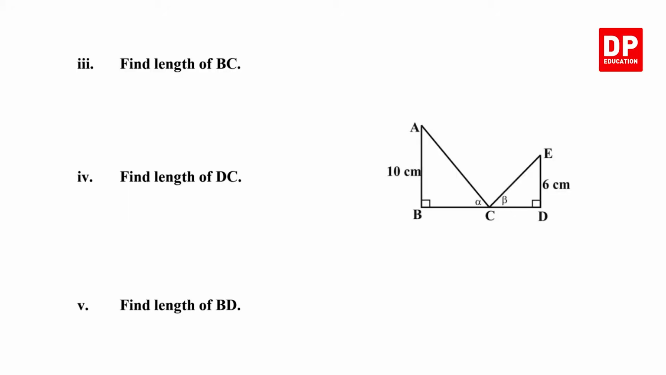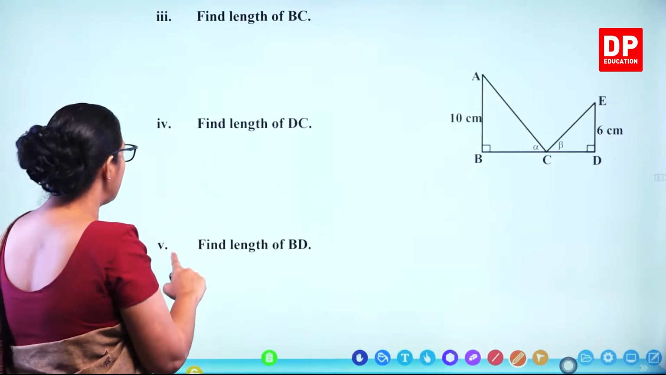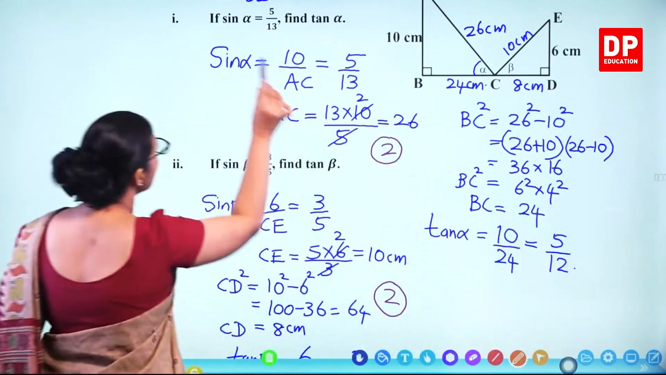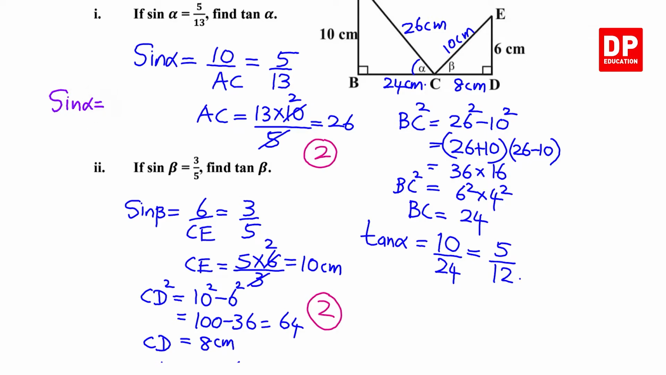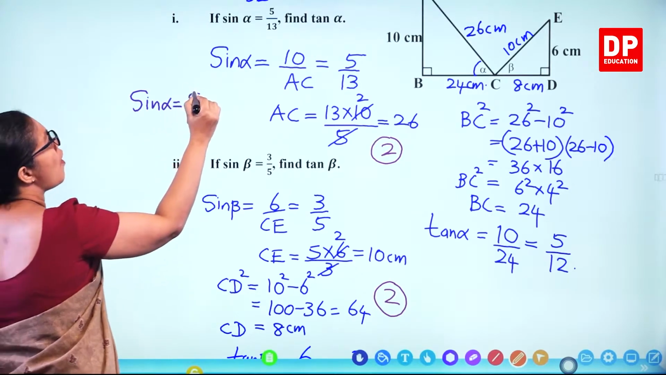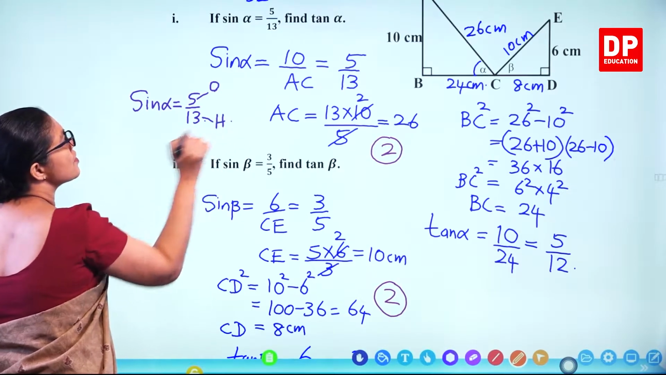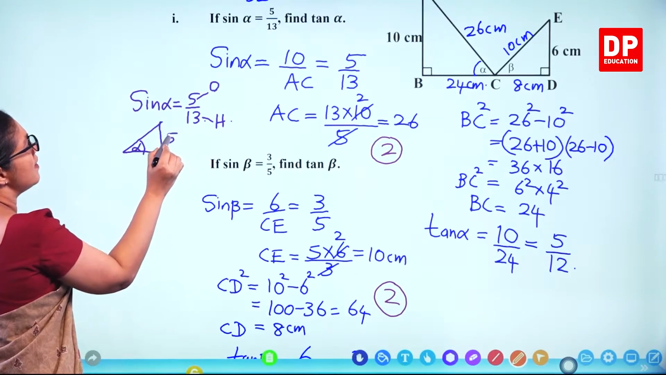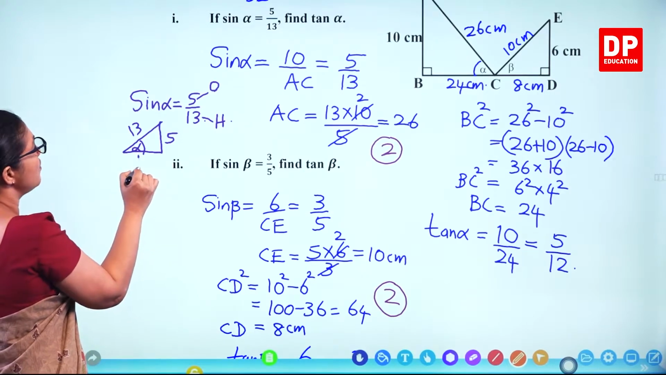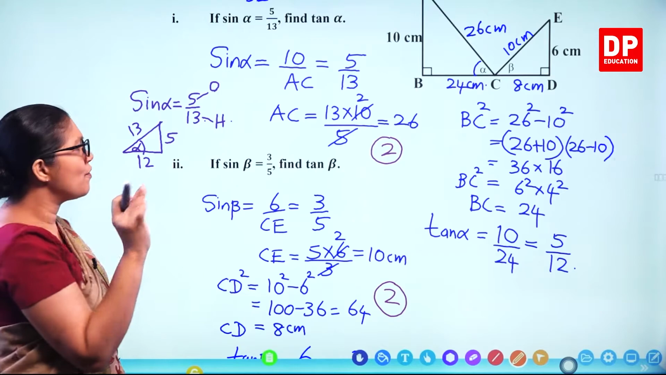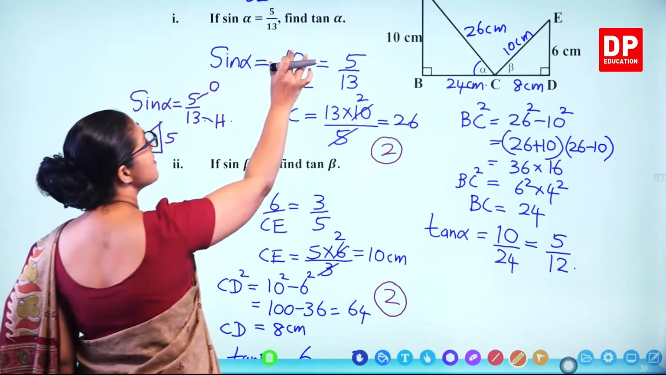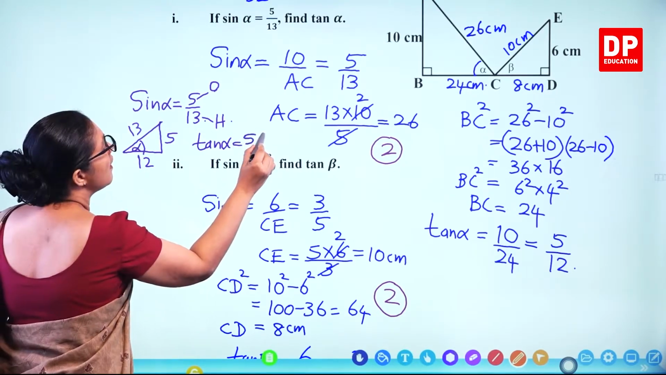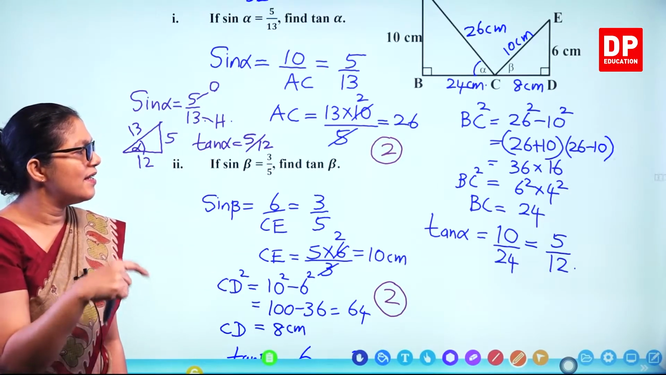So this is the next part. Here see, find the length of BC. We have already done all these parts. I can show that you can use this method as well. So see, straight away you can do sine alpha is equal to 5 over 13. This is opposite and this is hypotenuse. So you can easily find tan alpha. Opposite is 5, hypotenuse is 13, then use Pythagoras theorem and you get 12 here. Since it's given only 2 marks for this part, only a few steps: you get 5/12 here. You don't need to find the length and then find tan alpha.